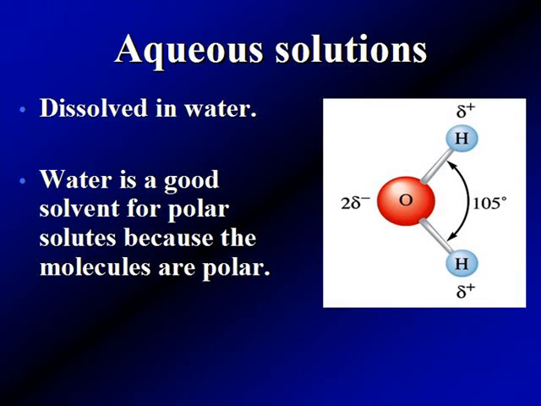Water is an excellent solvent for polar substances because it is also a polar substance. Since many substances that are dissolved are polar, water is often called the universal solvent.